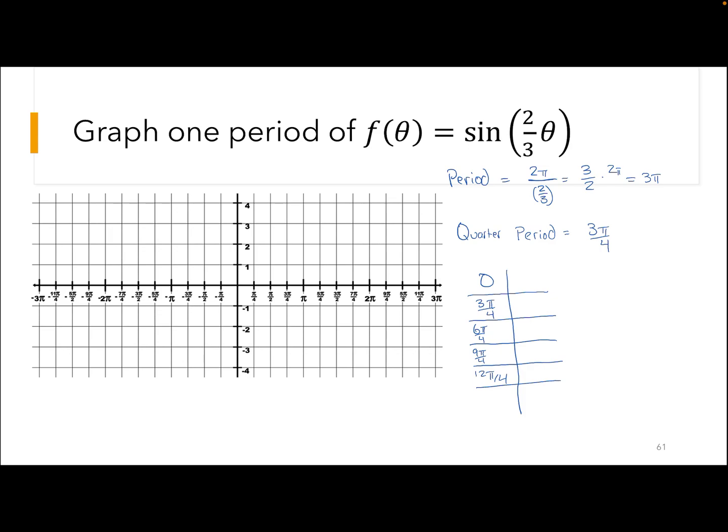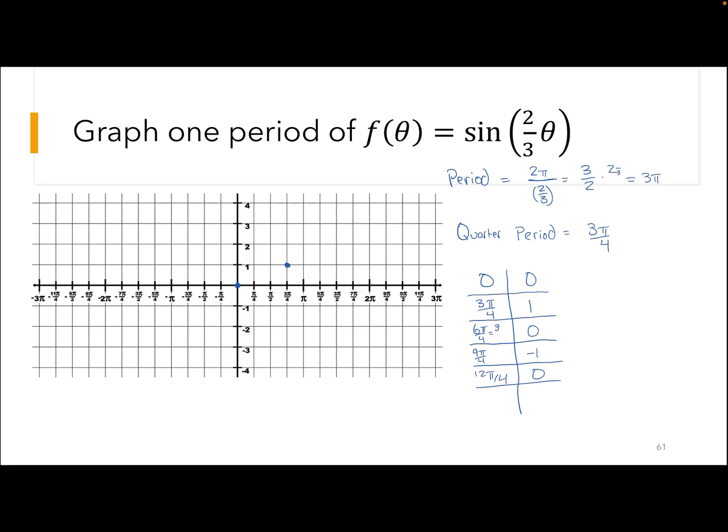So again, the sine values are going to repeat. They're going to be the same ones that we started with. So 0 up to 1, back to 0, down to -1, and back to 0. So now all we need to do is graph that. So we'll graph this along with the regular sine graph. So the transformed graph is going to be at 0, 0, 3 pi over 4, 1, 6 pi over 4.